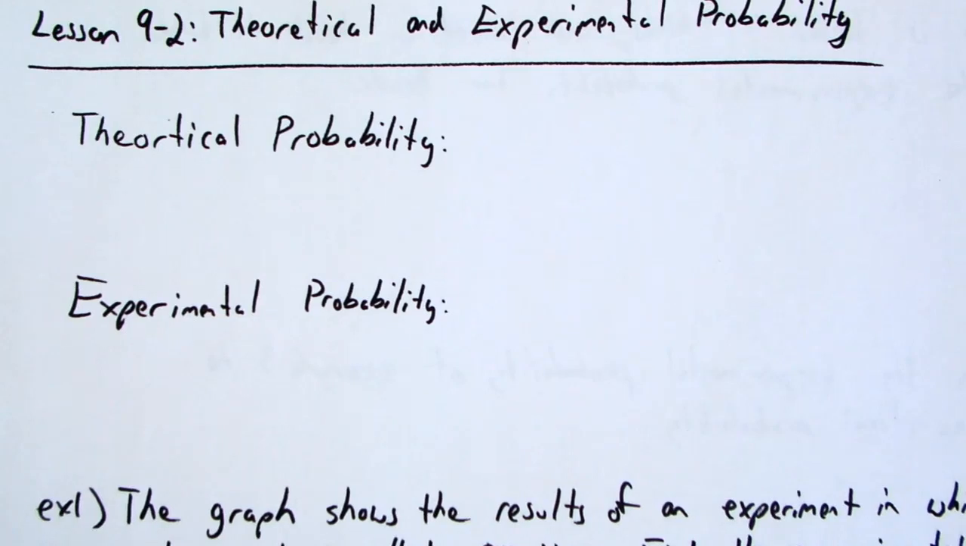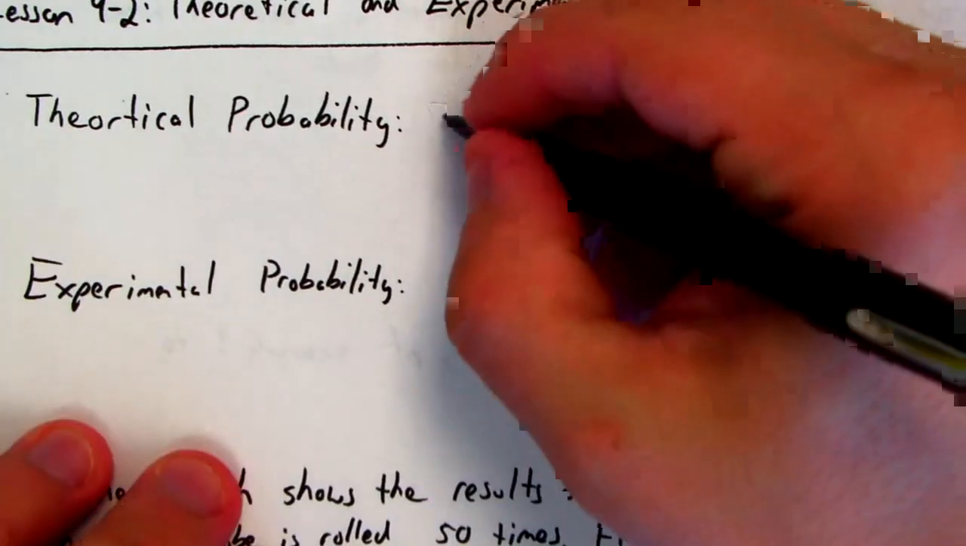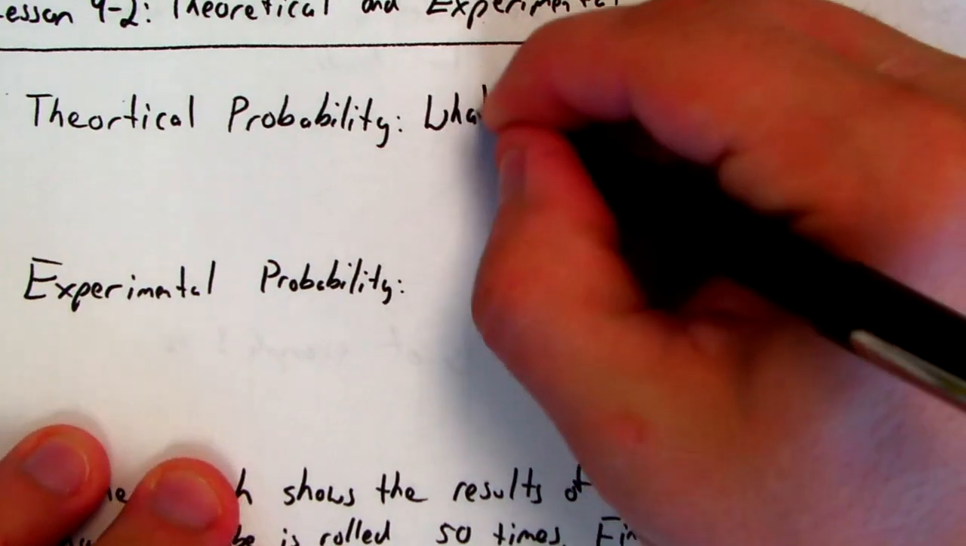All right, today we're going to be talking about Chapter 9, Lesson 2. This is called Theoretical and Experimental Probability. So when we are talking about different kinds of probability, there are two different kinds. One is theoretical, and what that means is essentially what is expected.